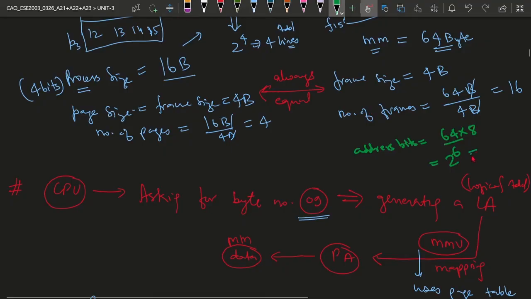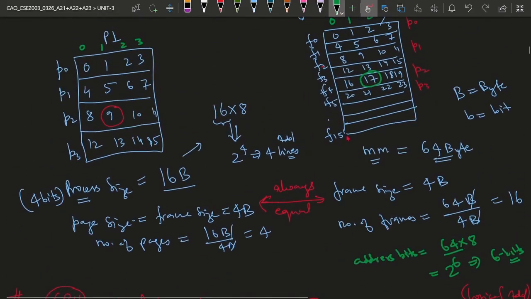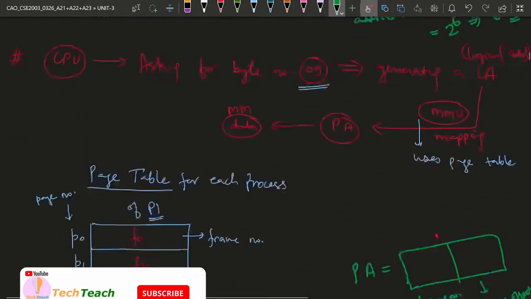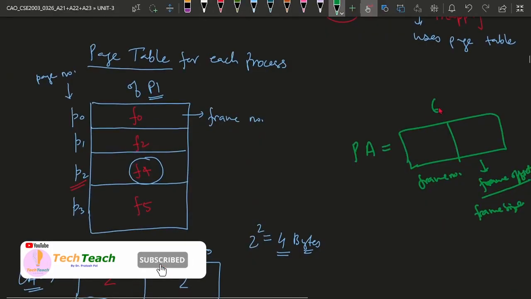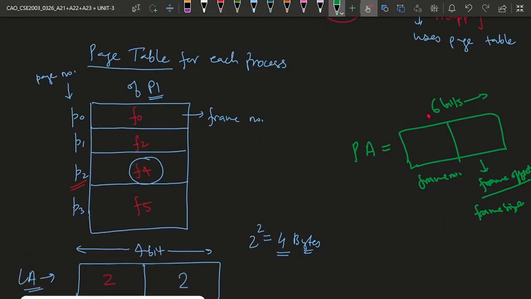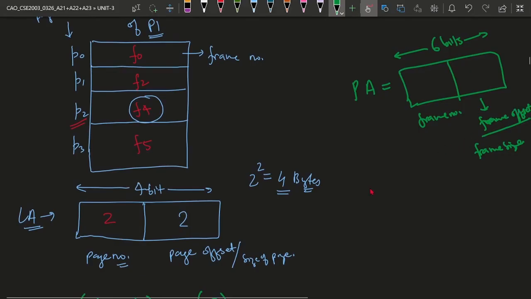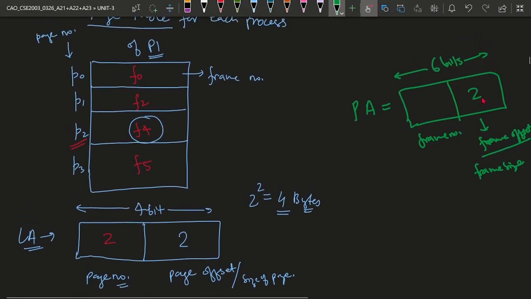So we can say that 6 bits will be sufficient to indicate all the locations or the frame numbers, because 64 different bytes are there, so each byte can be indicated with 6 bits. So the physical address will be of 6 bits. Into the 6 bits, the page offset and frame offset should be of the same size, so it will be of 2 bits.